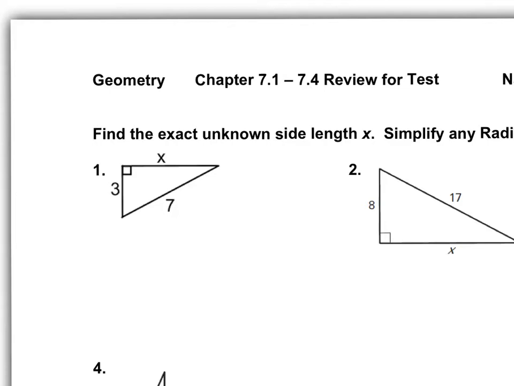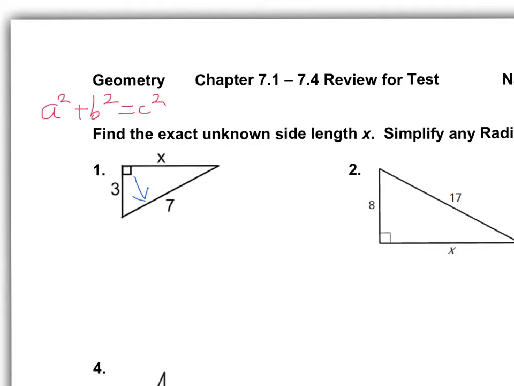And the first thing we learned in Chapter 7 was the Pythagorean theorem. Of course, we already know the Pythagorean theorem. If you have a right triangle, then a squared plus b squared equals c squared. A squared and b squared, of course, are the legs. That would be the shorter two sides. And c squared is the hypotenuse, which is the longer side. Remember that the hypotenuse is always across from the right angle.